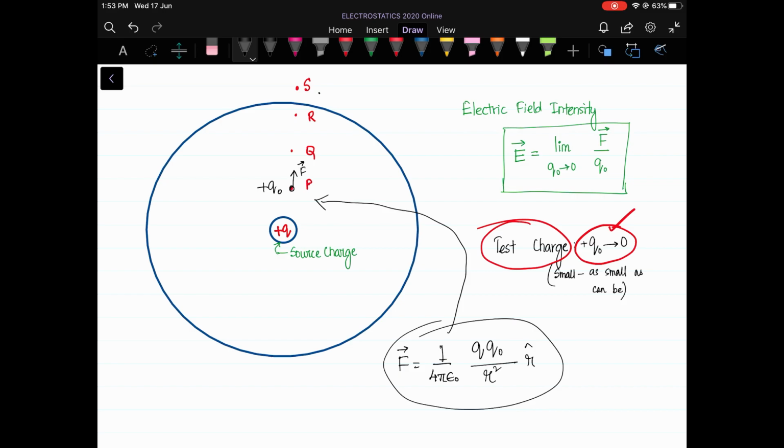Similarly, if you are going to find the electric field at point P, we are going to keep this test charge not here, but at point Q. Clearly you can see the distance is increasing, because of which the force is going to decrease. So I will say that the electric field at point Q will be small.